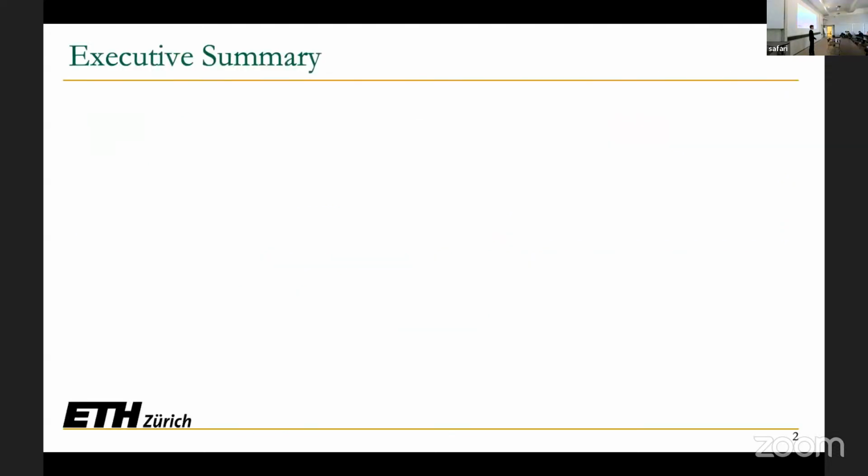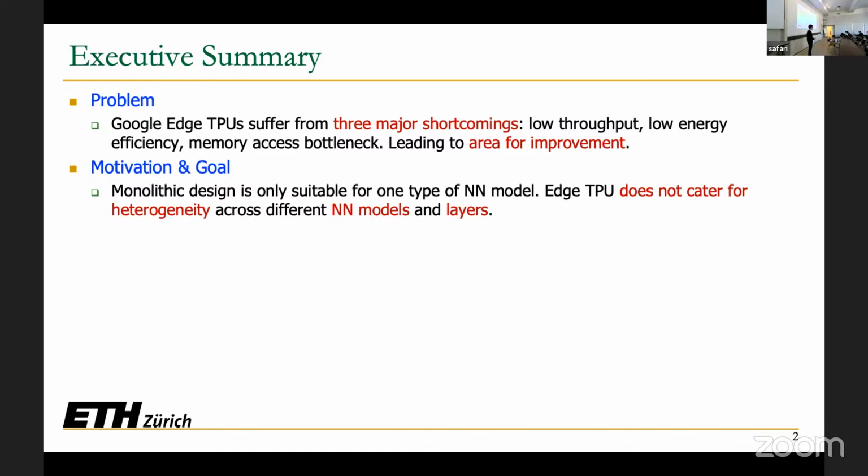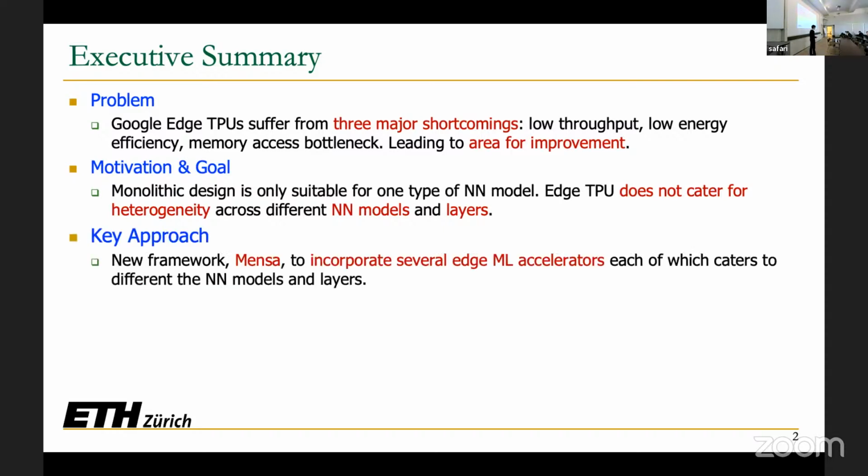So first I'll provide a brief executive summary of the research. The problem that is addressed in the paper is that Google Edge TPUs suffer from three major shortcomings: low computational throughput, low energy efficiency, and a memory access utilization bottleneck, and this leads to an area for improvements. The motivation and goal for the research is that the monolithic design of the Google Edge TPU is only suitable for a specific type of neural network model. So the Edge TPU does not cater for heterogeneity across different neural network models and layers.